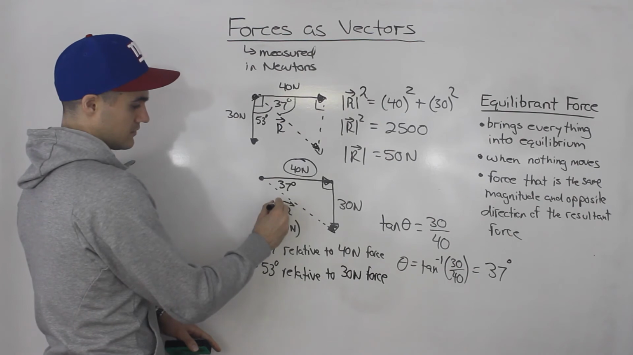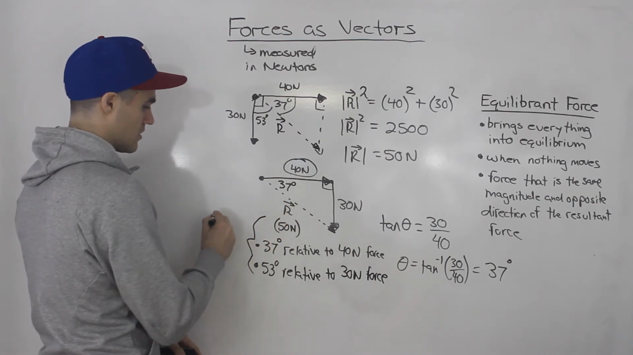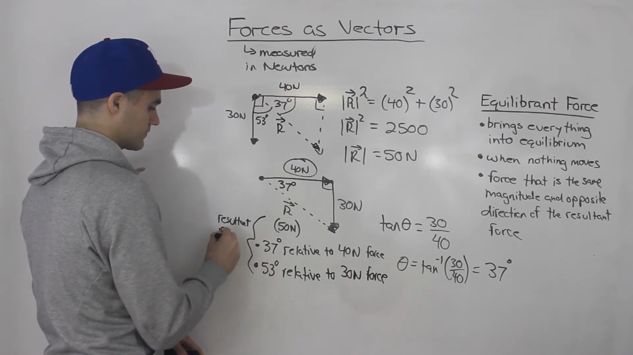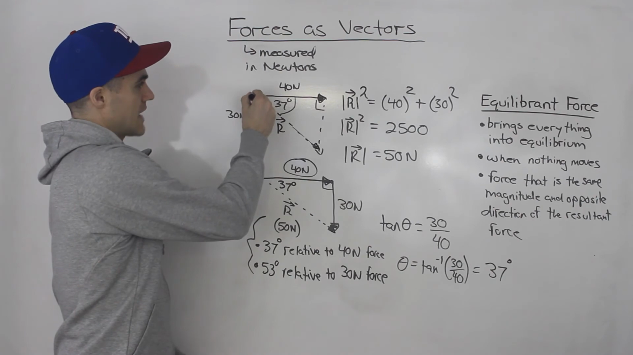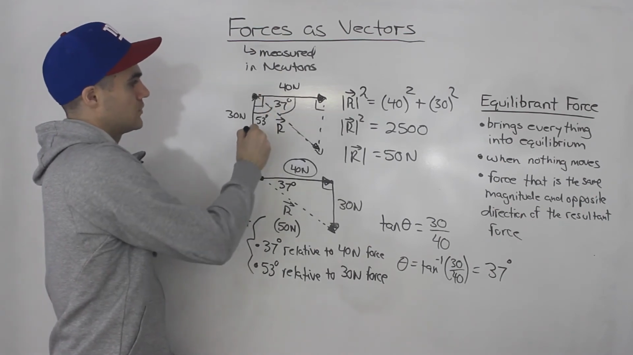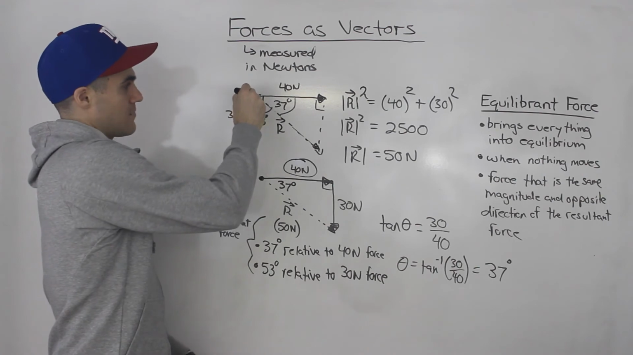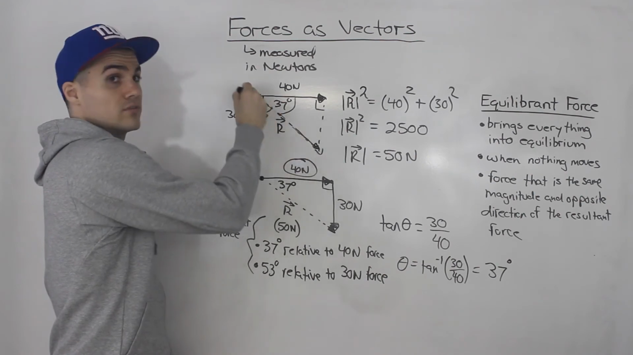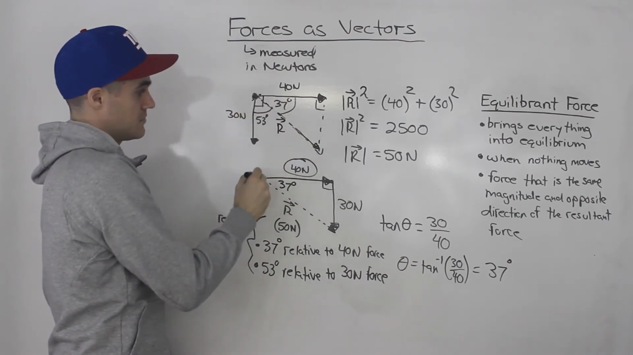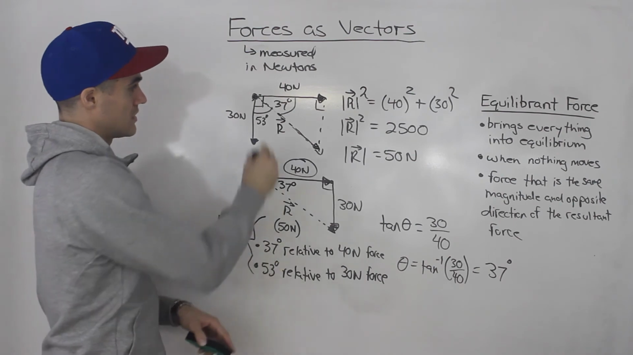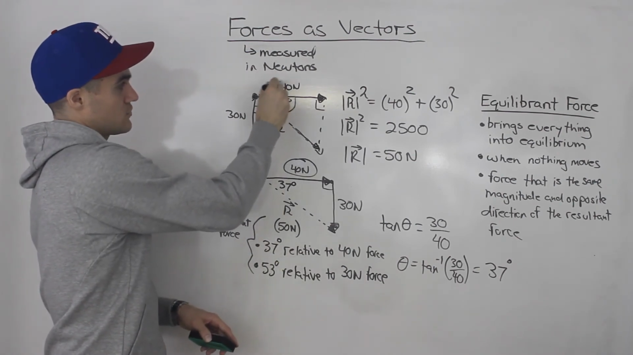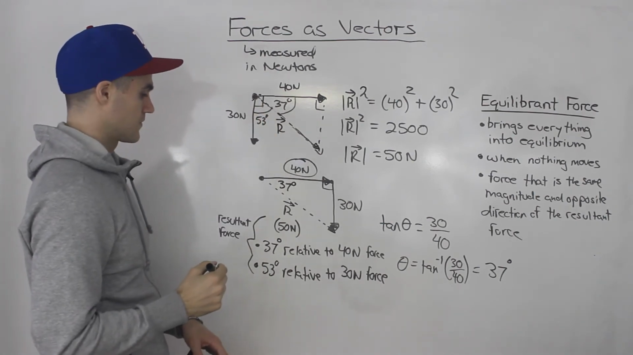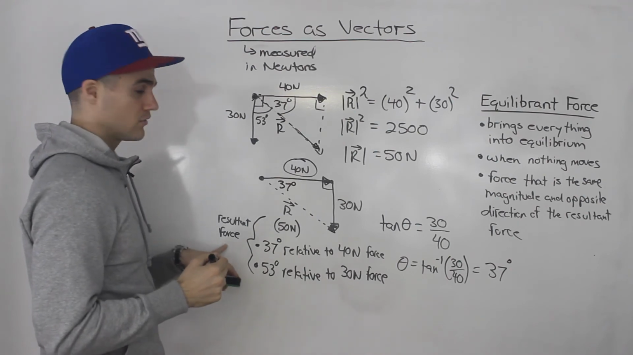So this resultant force, remember this here, is all about the resultant force. So if there are two forces acting on this object, 40 newtons this way, 30 newtons this way, what's going to happen is the object is going to move this way along that resultant force vector, and it's going to be moving at a force of 50 newtons, either 37 degrees relative to the 40 Newton force or 53 degrees relative to the 30 Newton force. So this is all about the resultant force.